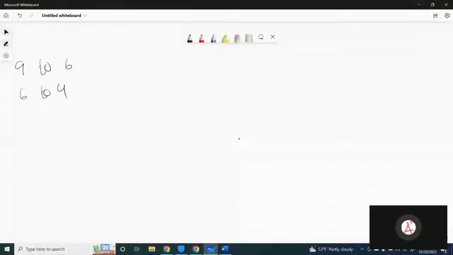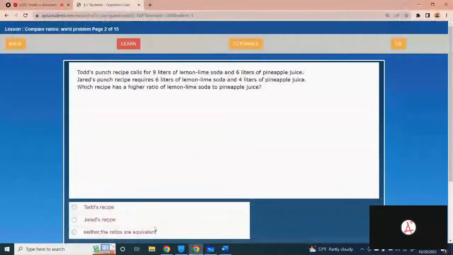Let's write them down in a fractional form. So it would be 9 over 6, and 6 over 4. Got it? So just compare both the fractions, write them down in a percentage form. So 9 divided by 6 is 1.5, and 6 divided by 4 is 1.5. When you multiply them by 100, it would be 150%, and it would be 150%. So both of them are actually equal. Got it? So the correct option is neither, they are equivalent. Got it?